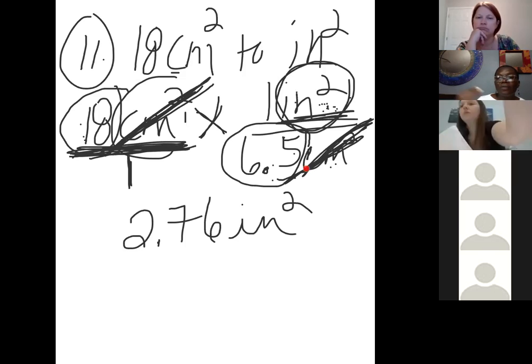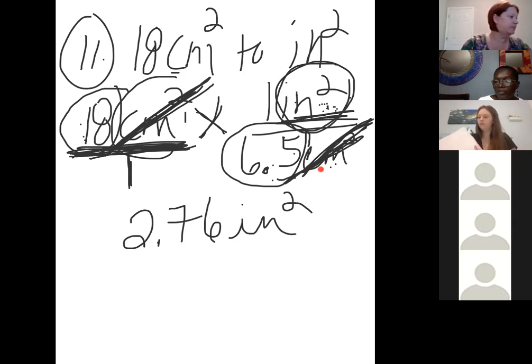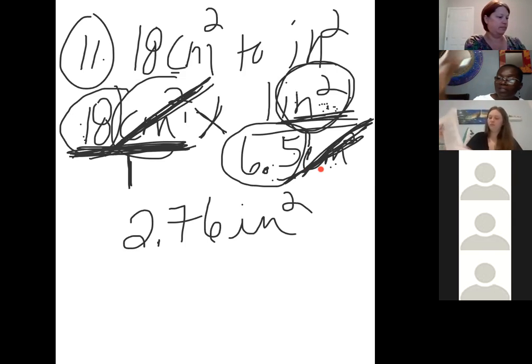But guys, don't make it complicated. If you are going from a small unit to a large unit, you need to divide. Okay? And if you're going from a large unit to a small unit, you need to go ahead and multiply. That's all you really need to remember about this. All right. So now I am going to go ahead and go into the liquid measurements, guys.